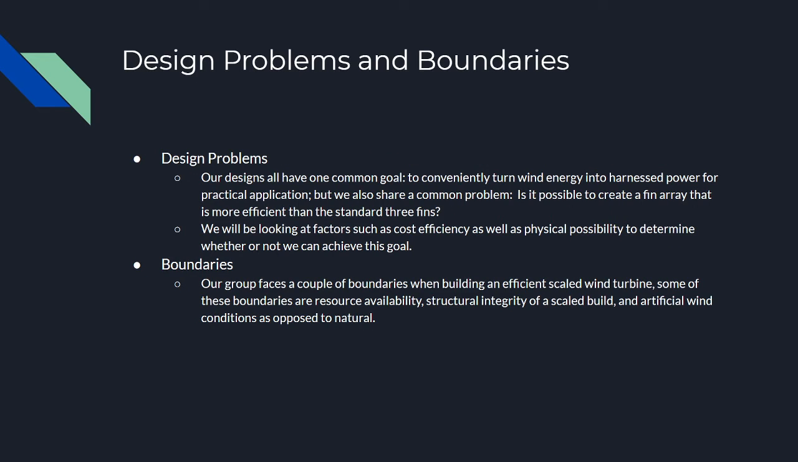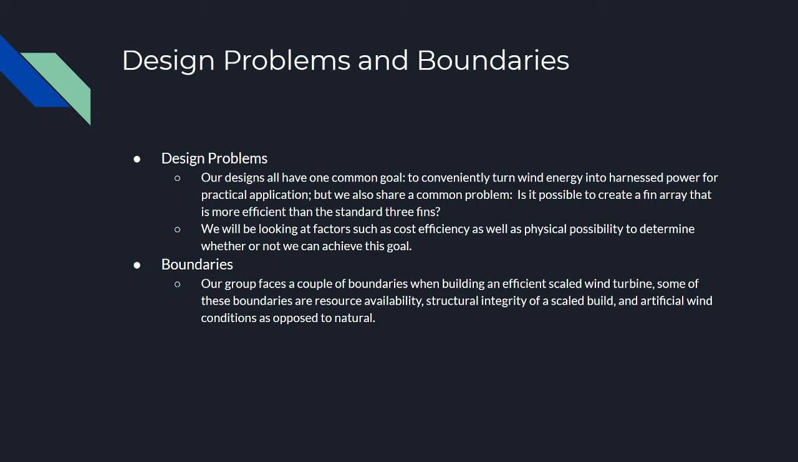Design problems and boundaries. Our designs all have one common goal: to conveniently turn wind energy into harnessed power for practical application. But we also share a common problem. Is it possible to create a fin array that is more efficient than the standard 3 fins? We will be looking at factors such as cost efficiency as well as physical possibility to determine whether or not we can achieve this goal.